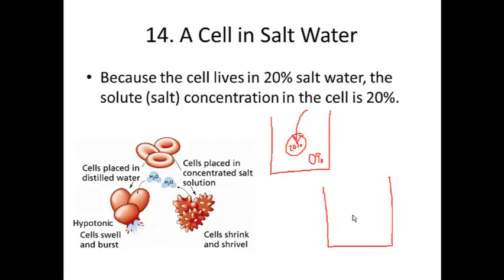So, in another situation, I've got my same cell that is 20% salt, and I drop it into really salty 80% water. So in this case, the concentration of solute is less inside of the cell, so water is going to flow out of the cell, and this causes the cell to shrivel and shrink, and we call that hypotonic. Hypertonic, rather. Hyper means above, so hypertonic would be something that is higher concentration outside than inside.